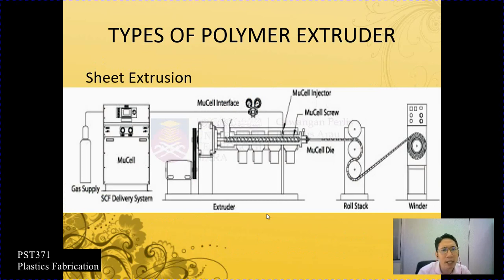There. This one is a sheet extrusion. Nampak macam sama kan? Macam mana-mana extrusion. Tapi berbezanya ada di sini. Kita ada series of roll stack and then we have winder. Okay. Bila awak extrude, keluar kat die dalam bentuk sheet tadi, awak flattenkan lagi dengan series of roller and then you go to the winder.